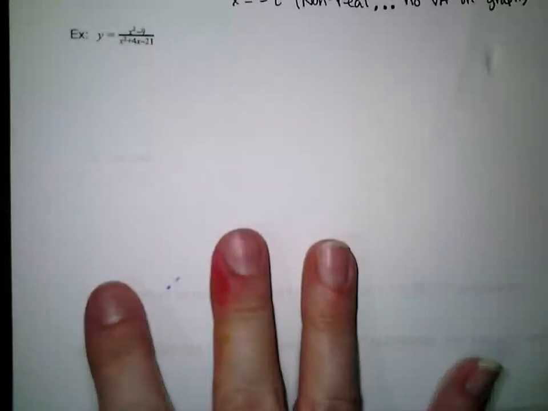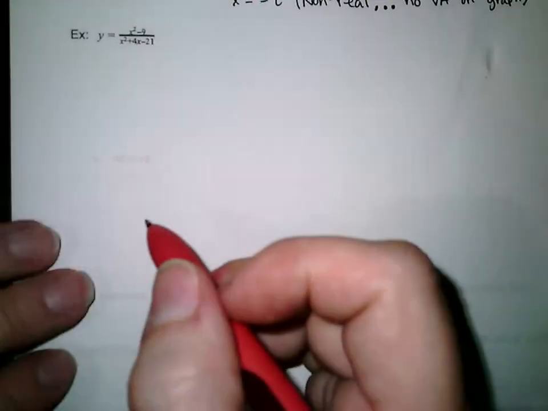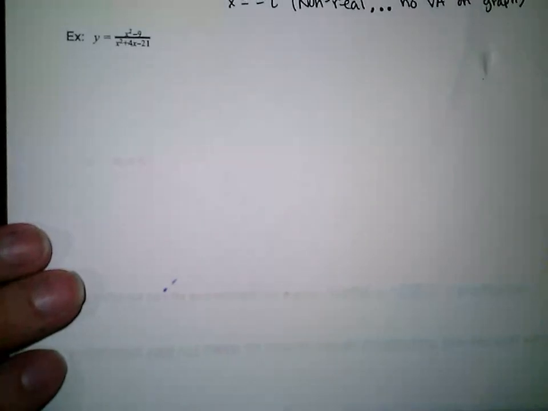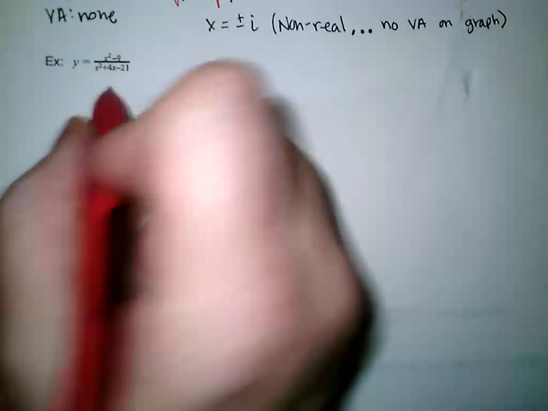Let's look at our third one. y equals x squared minus 9 over x squared plus 4x minus 21. So I apologize for all the noise going on in my house. There's 2 teenagers and 3 dogs out there.